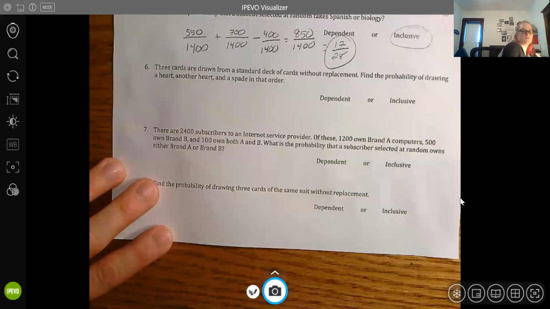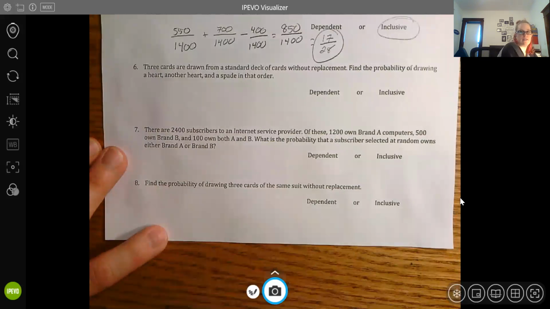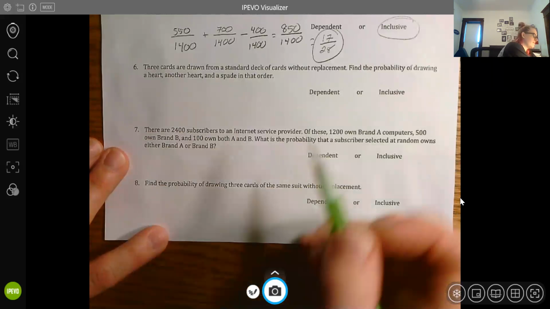All right, just a couple more, guys. 3 cards are drawn from a standard deck without replacing. That means you keep the card. Find the probability of drawing a heart and a spade in that order. So here, we're talking about drawing hearts and drawing spades. They are not something that could be a heart and a spade, so this is not inclusive, but this is dependent. If I draw a heart and I don't put it back, that's going to affect how many hearts I can pick from for the second one. So this is a dependent problem.